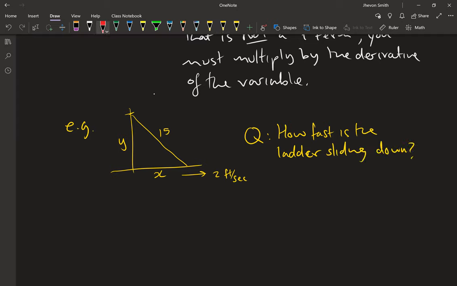Right? Which, at this point, you should recognize as asking, what is dy/dt. But the problem won't probably state it that way. It'll say, how fast is the ladder sliding down the wall? And that's you trying to figure out, well, how fast is this moving down here if I know that is going across there?